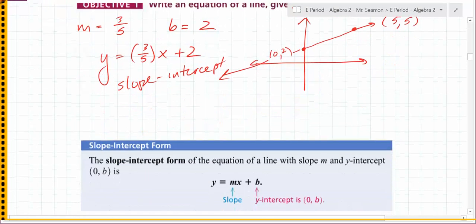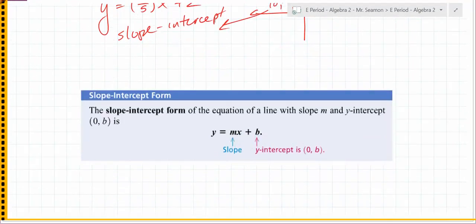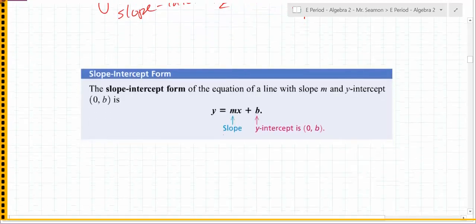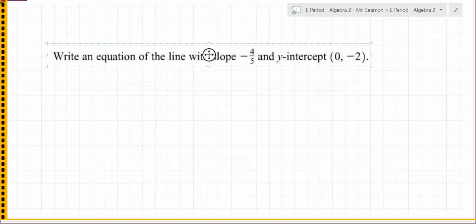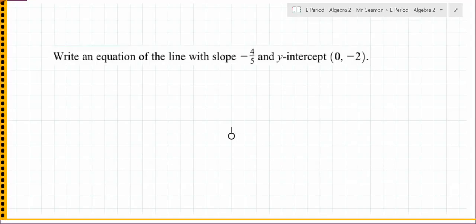Y equals mx plus b. If you have the slope and the y-intercept, you automatically, immediately have the equation of that line. So let's say I gave you this equation right here. Don't write it down. Just tell me out loud. Someone raise their hand and tell me. What is the equation of the line? Nick, what is it going to be?